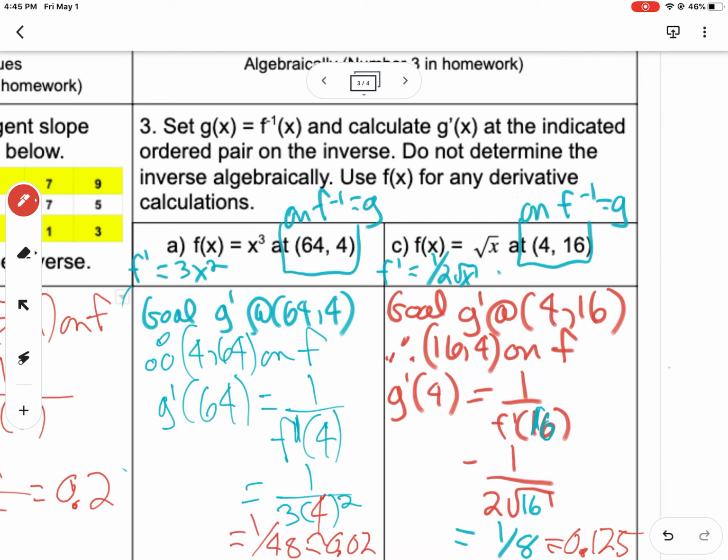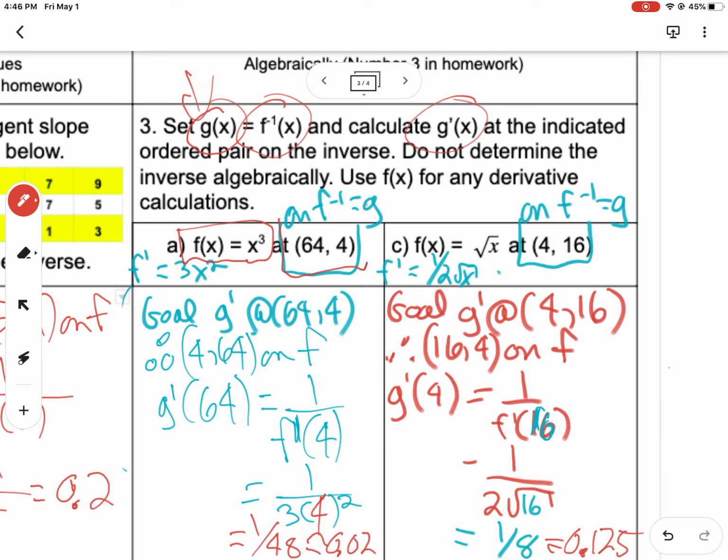One of the things that often gets done notation-wise is in a question they'll say, let f to the minus 1 of x, call it g of x. They do it so you don't have to keep repeatedly saying f to the minus 1 of x. So we know g of x is the inverse of f of x. And this question says, calculate g prime at x at the indicated ordered pair on the inverse function.